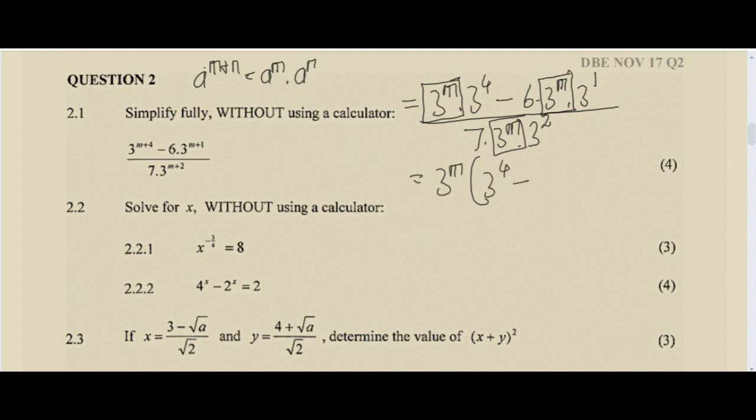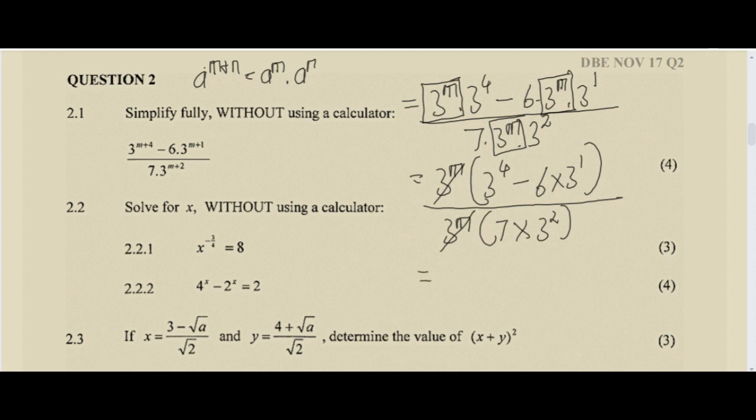If we factor it out from this term here, we are left with 6 times 3 to the exponent of 1. Right. Then over here, if we factor it out, we have 3 to the exponent of m, and we are left with 7 multiplied by 3 to the exponent of 2. Now that we see that these ones are common, we can just cancel them out, right? One is in the numerator and one is in the denominator. That means they can cancel out.